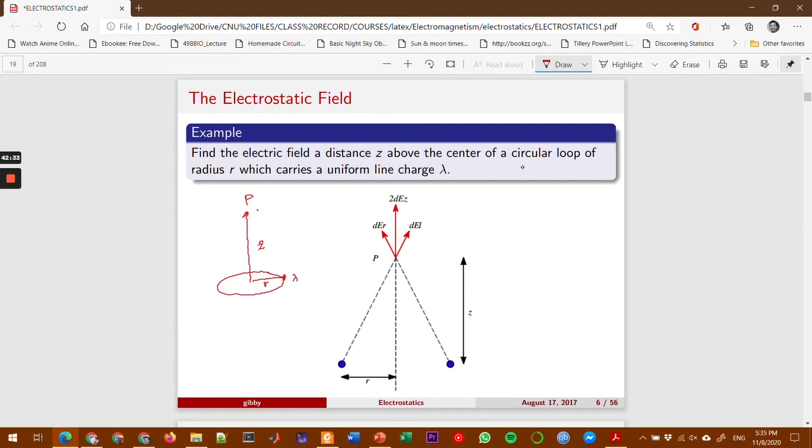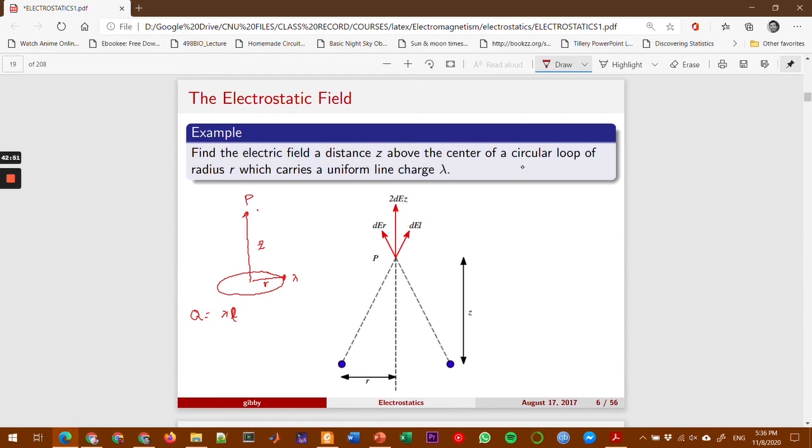The total charge Q is just lambda L. Why is this so? Because lambda is charge per length. If you multiply it by the length of this ring, which is 2 pi r, you get the total charge Q.